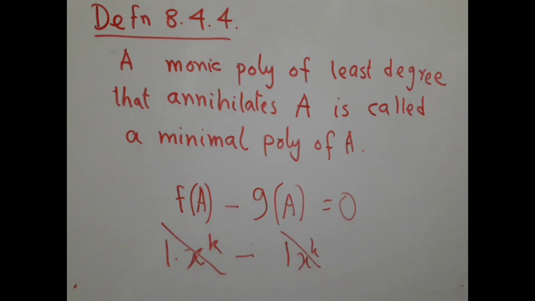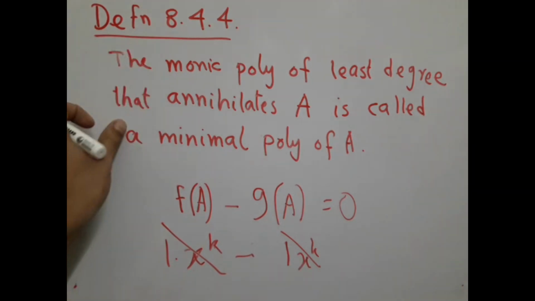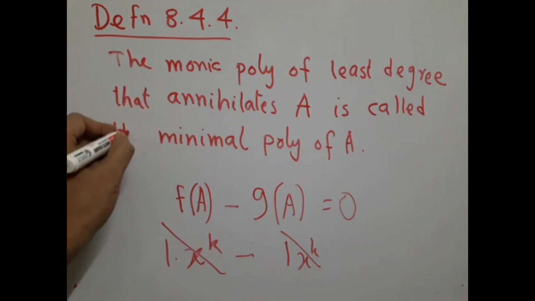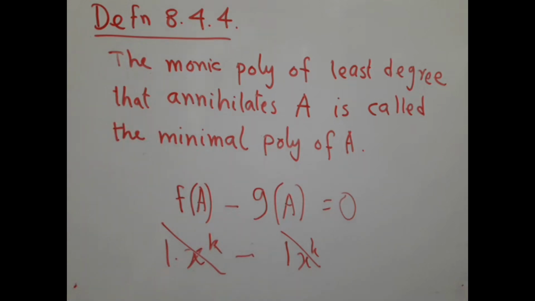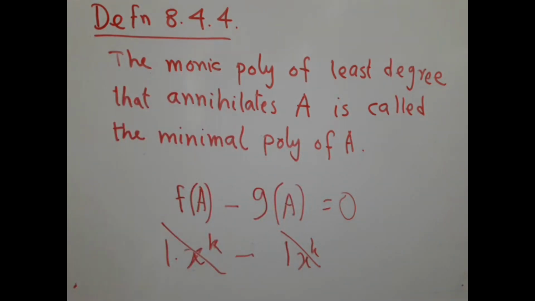That shows that we can actually write the monic polynomial of least degree is called the minimal polynomial of A. Now, as we have already seen, once we get something which annihilates A, every multiple of that polynomial will also annihilate A.